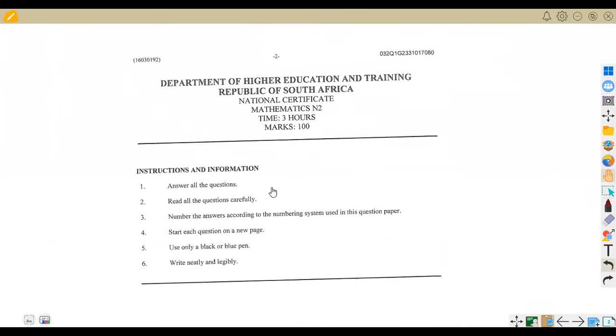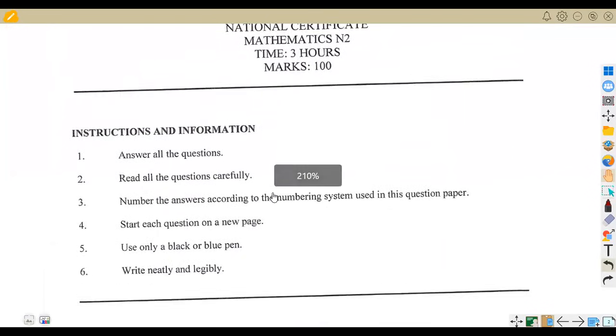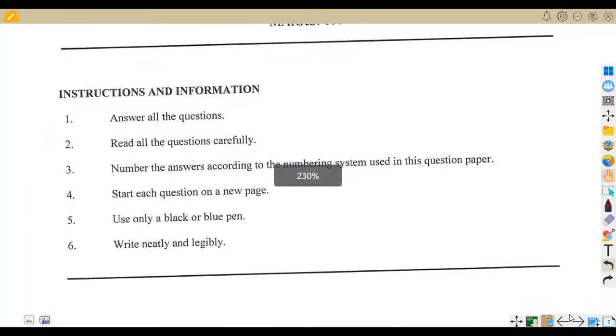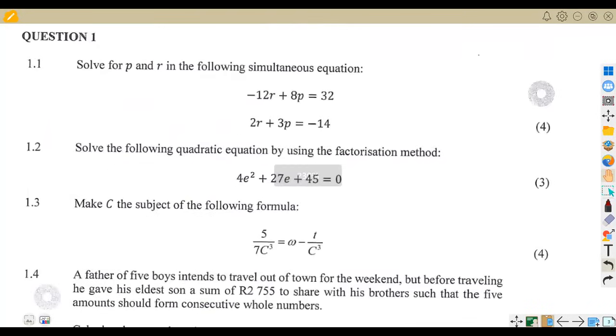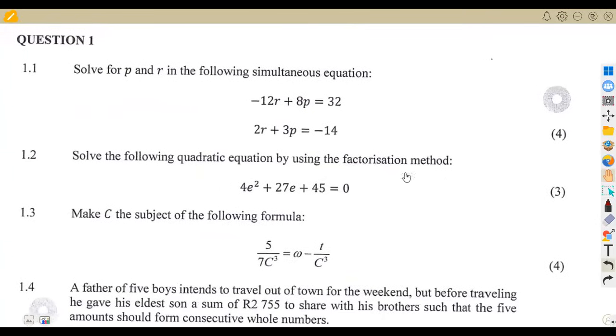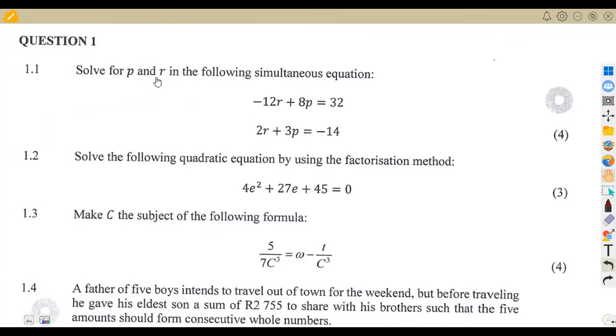Remembering that you're supposed to have your instructions. So this paper was just scanned somehow, but let's just hope it is going to be clear throughout. All right. So this part, I think it's a little bit better. All right, question number one, without wasting time, like I was saying, we are given to solve for P and R in the following simultaneous equations.